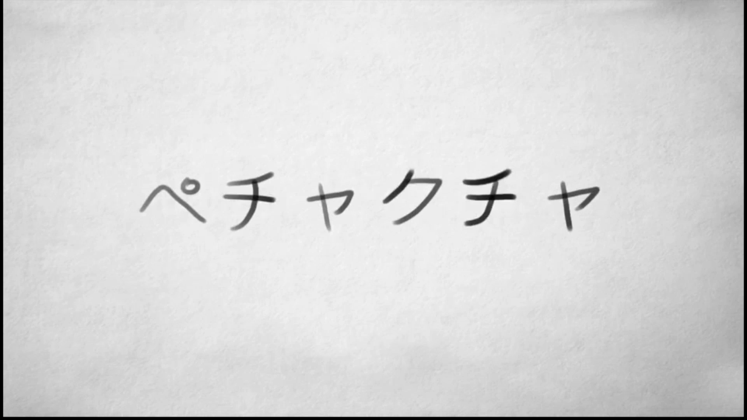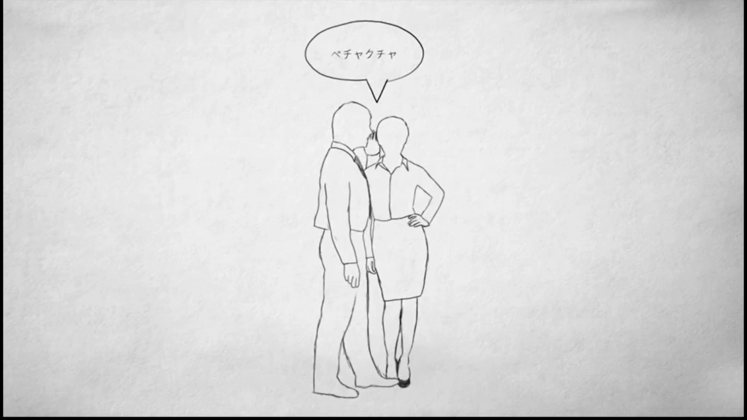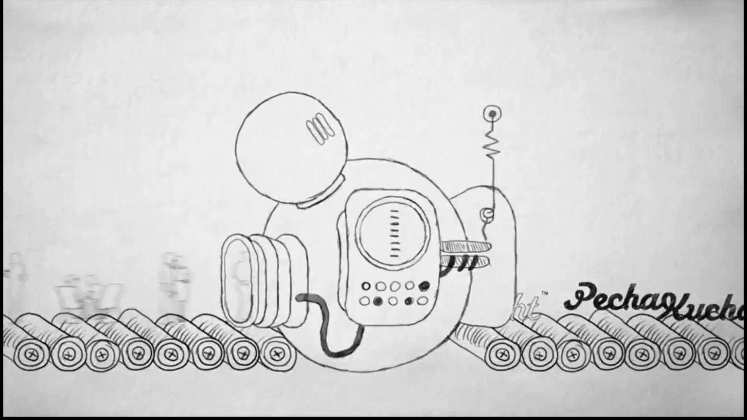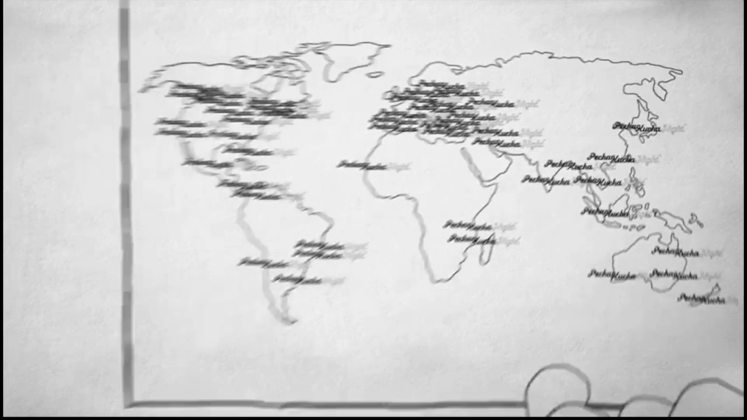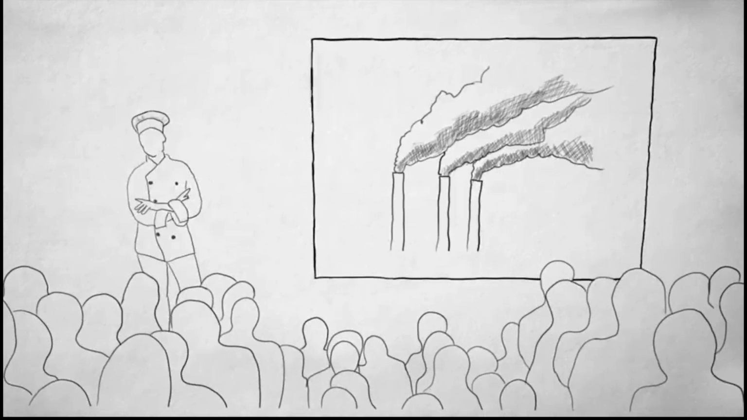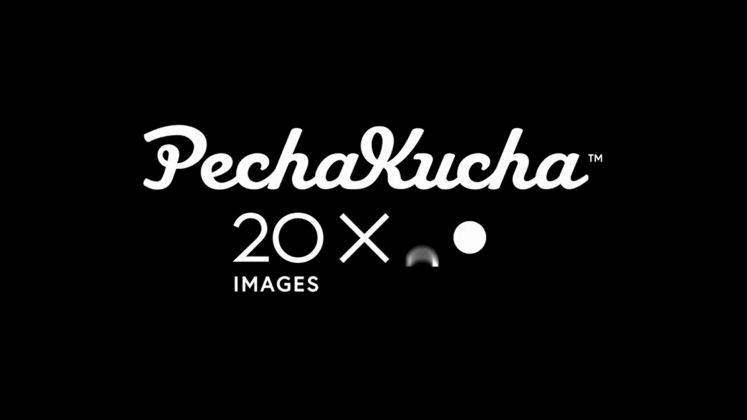PechaKucha is a Japanese word for chit-chat, and is the name of a presentation format created in Japan in 2003 by Astrid Klein and Mark Dyson, two architects looking for a way people could share their work quickly and simply in public. Since then, their ideas spread to over 700 cities around the world. For every PechaKucha night, creative thinkers come together and share their ideas with only 20 images shown for 20 seconds each. PechaKucha, a fast, fun format. Find the location. Join the conversation.